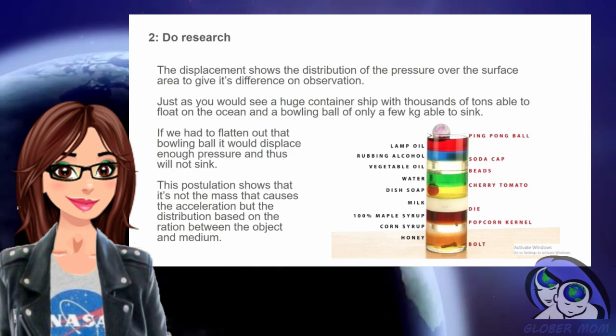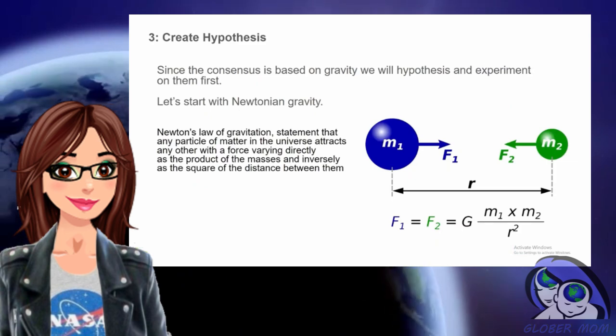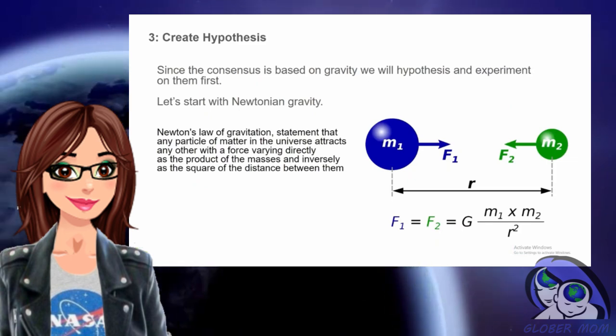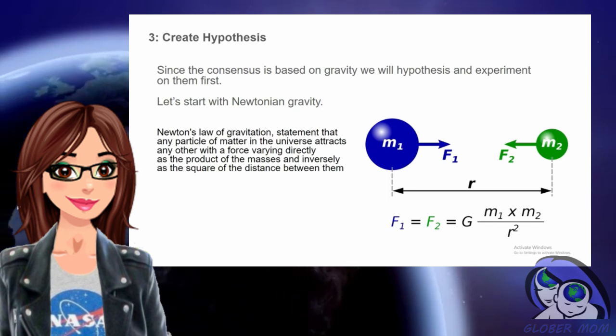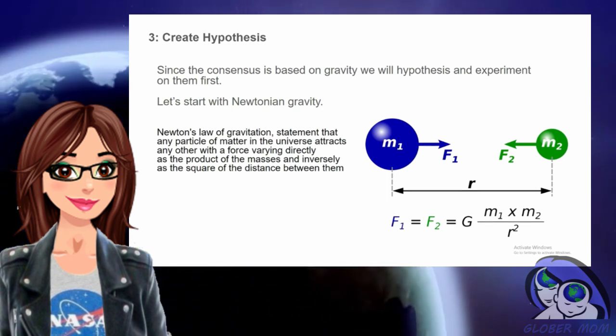Now, if we had to flatten out that bowling ball, it would displace enough pressure over the surface that it will not sink. This postulation shows that it's not the mass that causes the acceleration, but the distribution based on the ratio between the object and the medium. Number 3, we create the hypothesis. Since the consensus is based on gravity, we will hypothesize and experiment on them first.